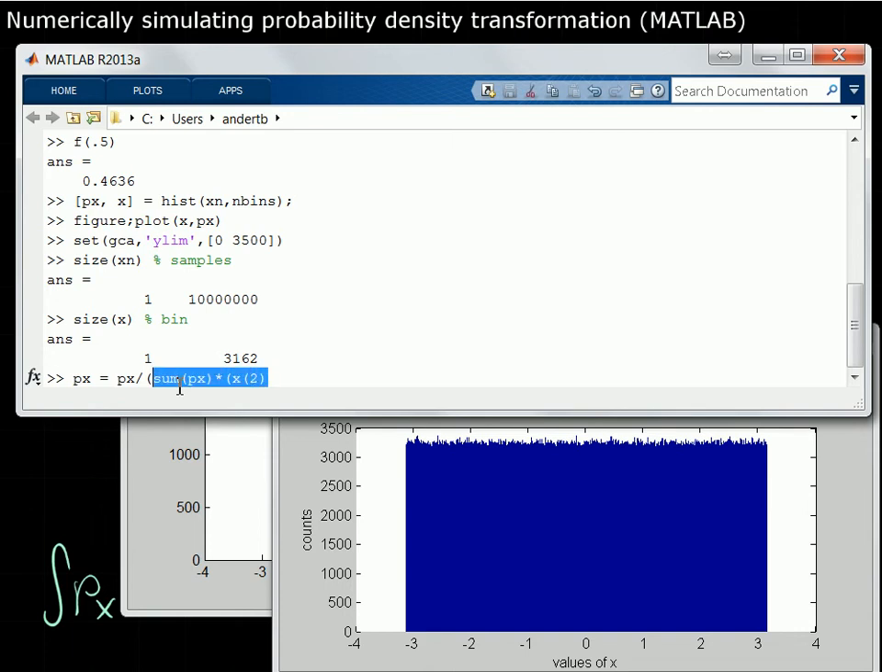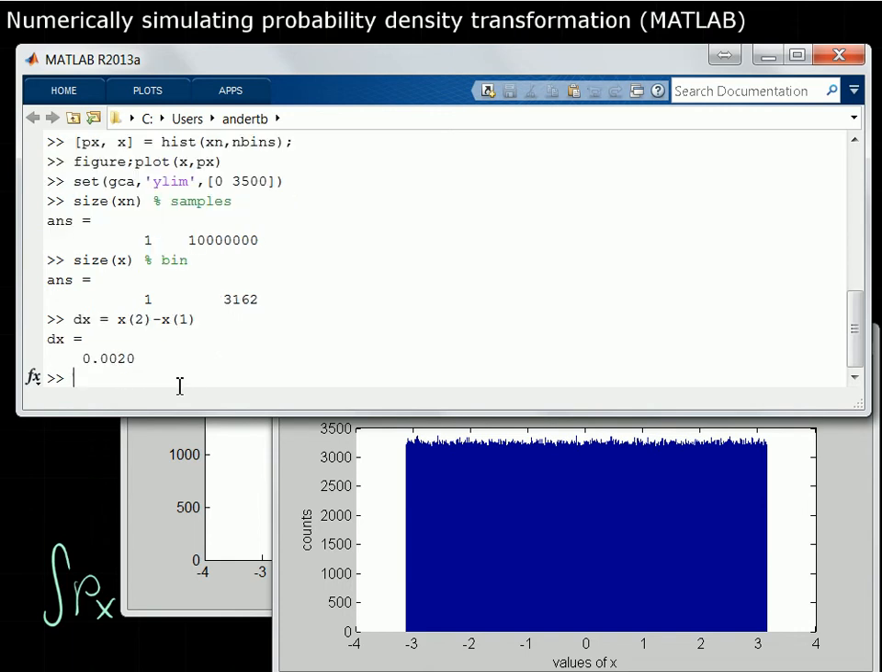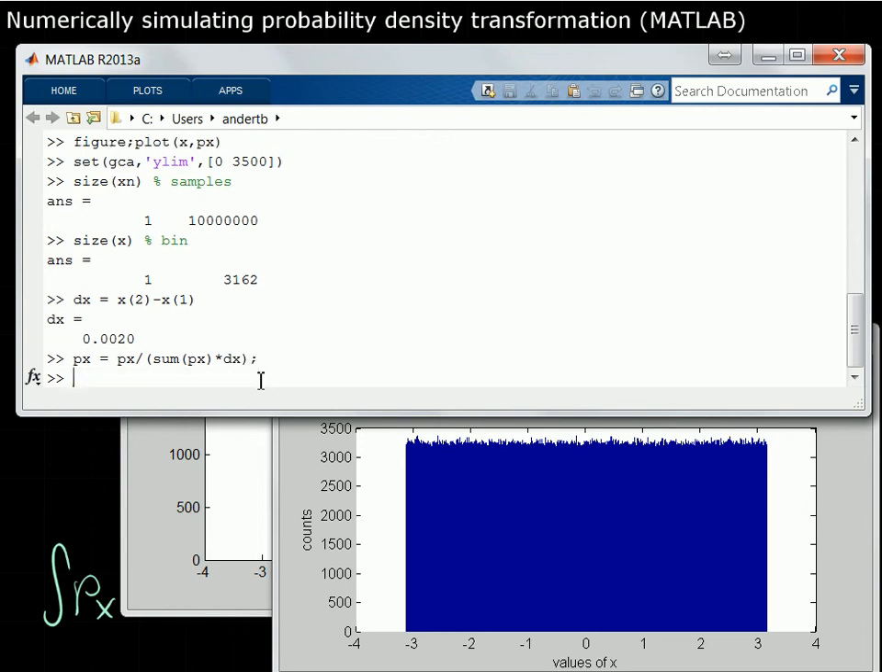I'll get back to this. We'll cut. I'm going to say dx equals x2 minus x1. So that's our spacing of our bins. And now I'm going to say p of x is set up such that it will have unit area. We'll see what that does here shortly. So if I say sum p of x times dx, it's unity.